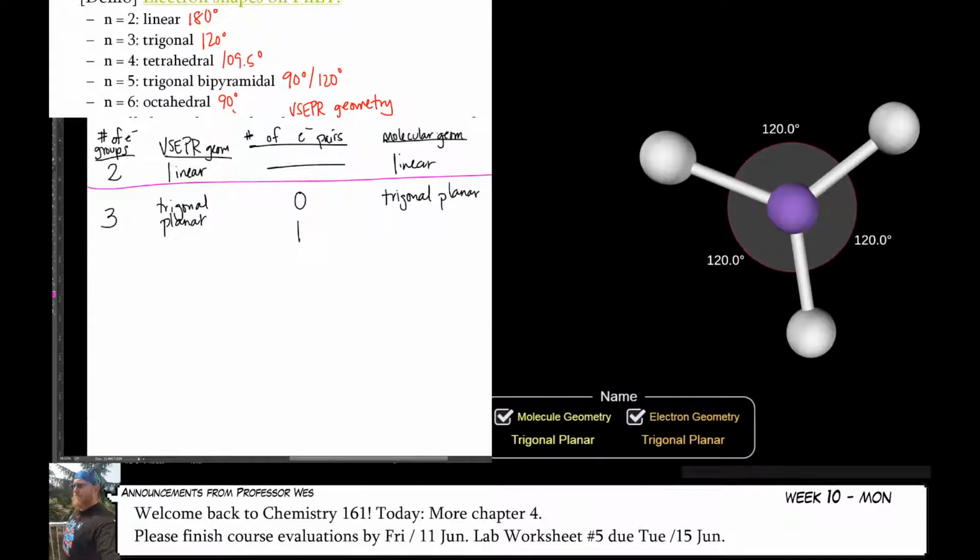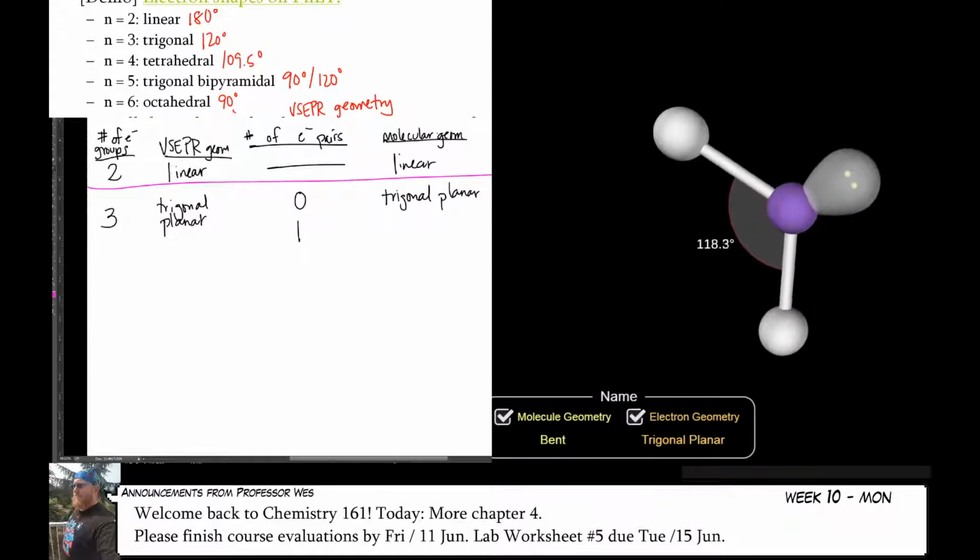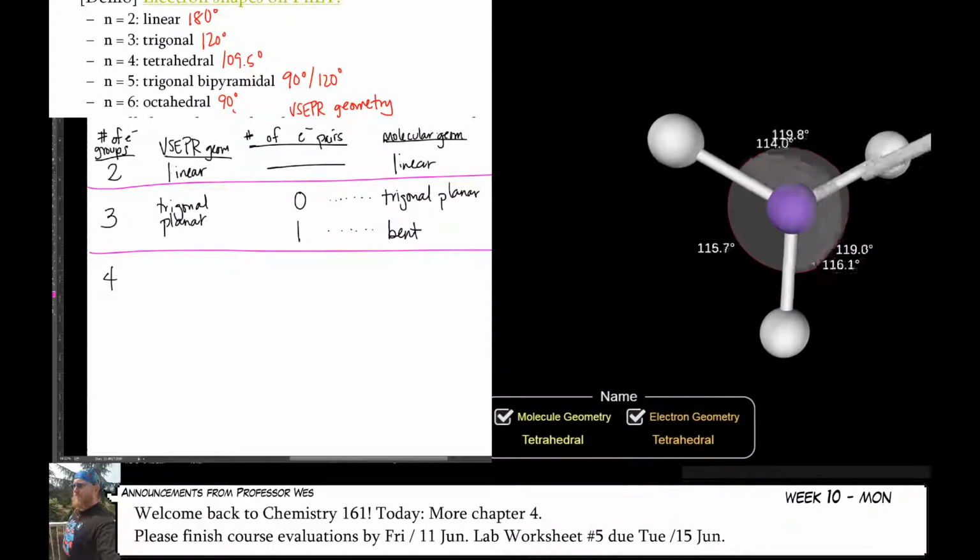But if I have one electron pair in there, the term that we're going to give for that, and we'll hide the electron pair, is it's a bent line. We're going to call it bent. So let's do that. So there's the 3 family. All right, so we'll put this back. Let's go to 4.